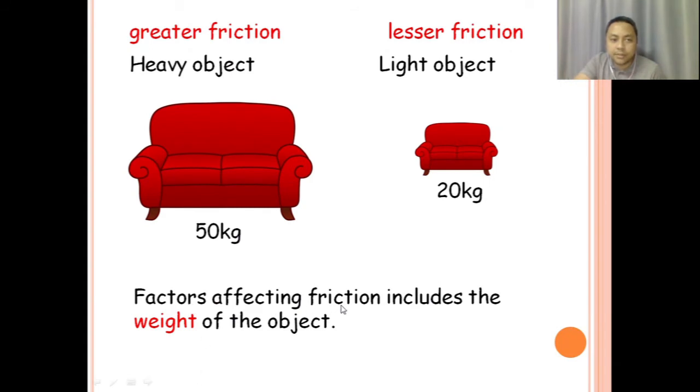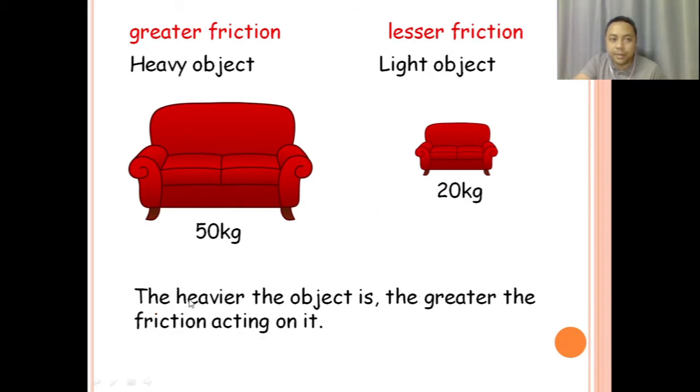Factors affecting friction include the weight of the object. The sofa on the left weighs 50 kilograms and the one to the right is only 20 kilograms. So, the heavier the object, the greater the friction. The heavier the object is, the greater the friction acting on it. So, this one here, the 50 kilogram sofa, has a greater friction because it's heavier than this one.